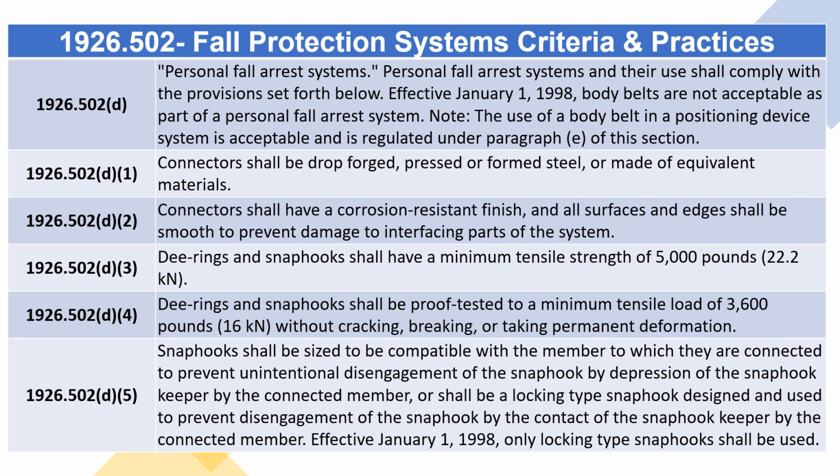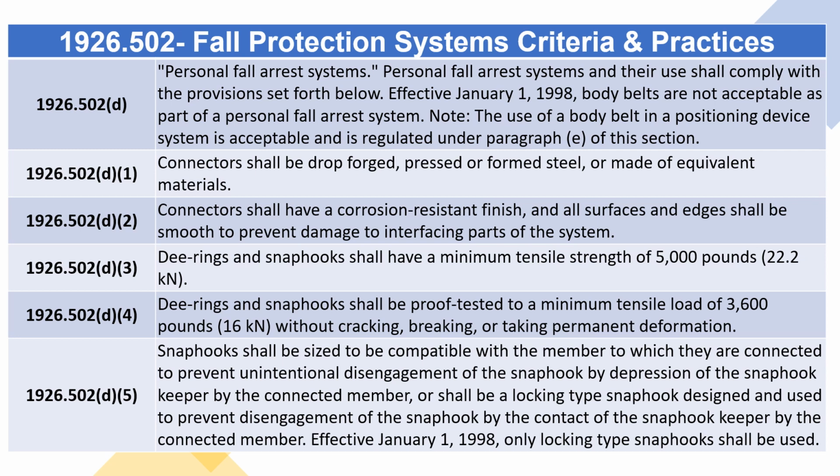1926.502 D1. Connectors shall be drop forged, pressed or formed steel, or made of equivalent materials. 1926.502 D2. Connectors shall have a corrosion-resistant finish, and all surfaces and edges shall be smoothed to prevent damage to interfacing parts of the system.